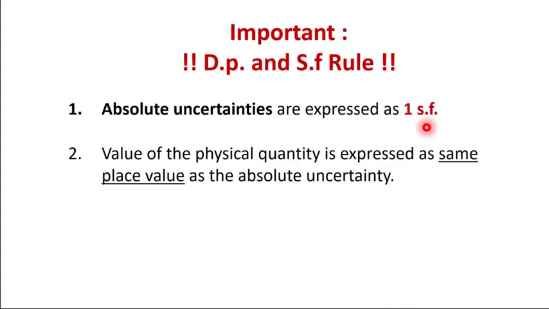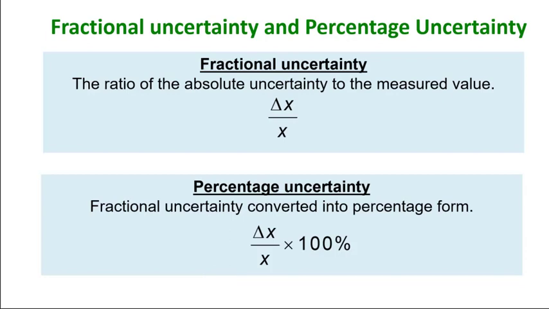In summary, absolute uncertainties are expressed as one significant figure. The value of the physical quantity is expressed as the same place value as the absolute uncertainty. In some cases, some uncertainties are reported in terms of fractional uncertainty or percentage uncertainty. These two uncertainties will be important later when we want to propagate uncertainties.